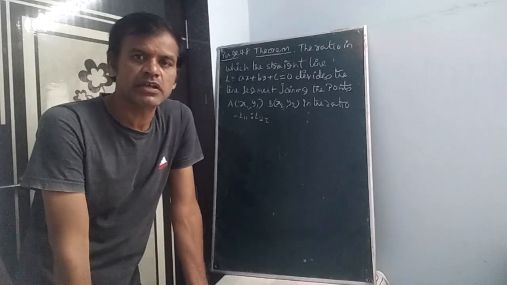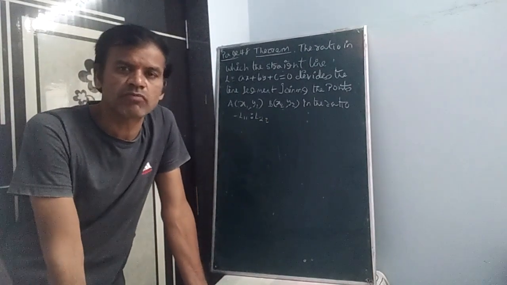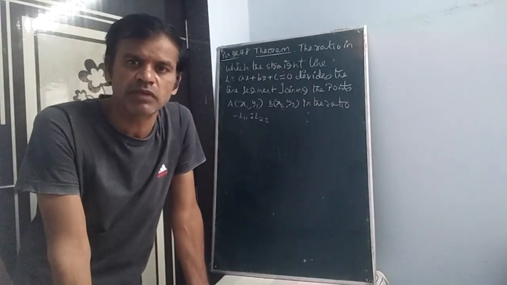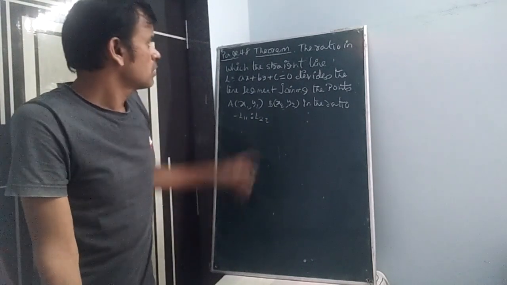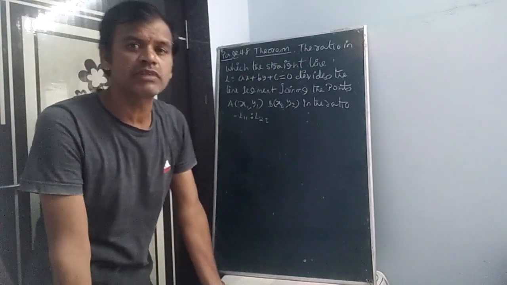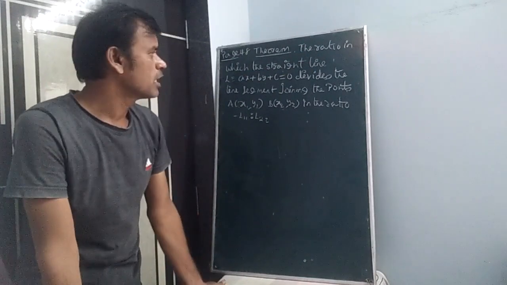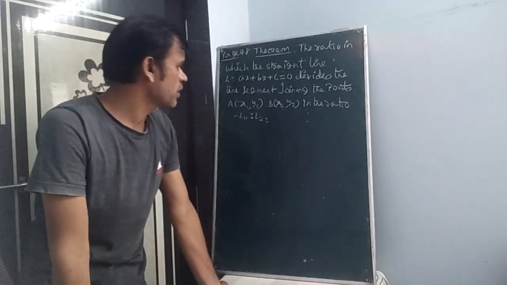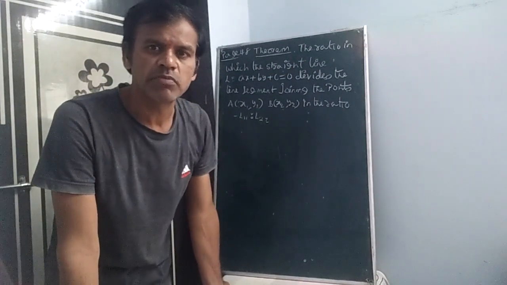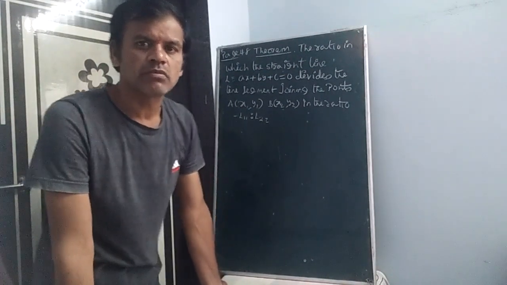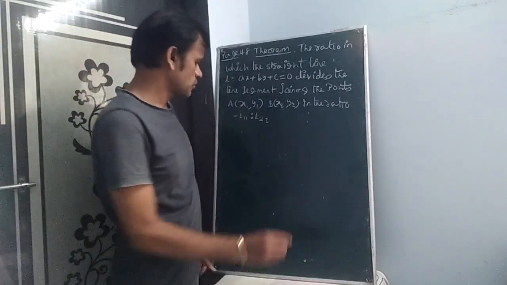Here L means the line ax plus by plus c equal to 0. 1 means the point A (x1, y1) and 2 means the point B (x2, y2). The theorem is: the ratio in which the straight line L equal to ax plus by plus c equal to 0 divides the line segment joining the points A (x1, y1) and B (x2, y2) is minus L11 is to L22.